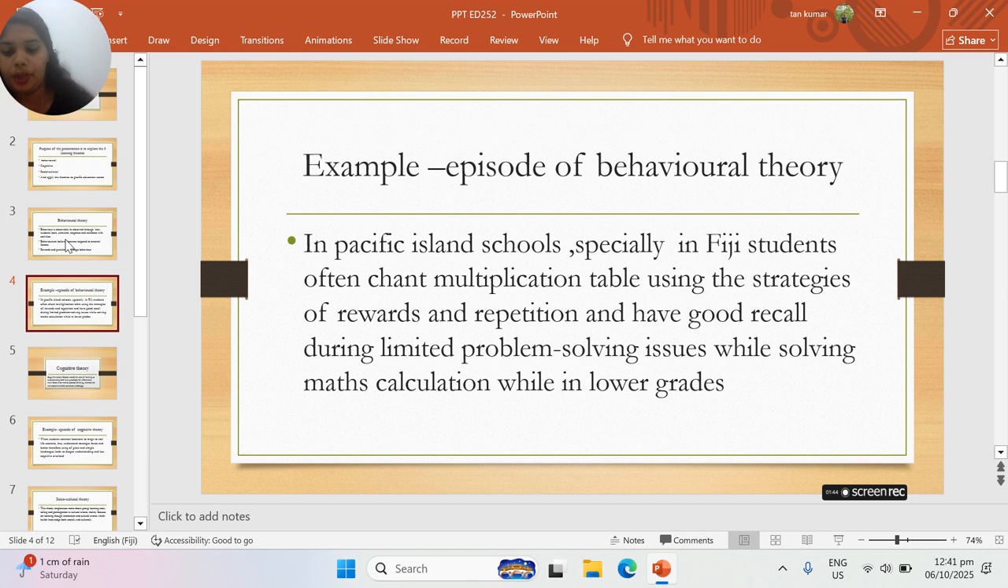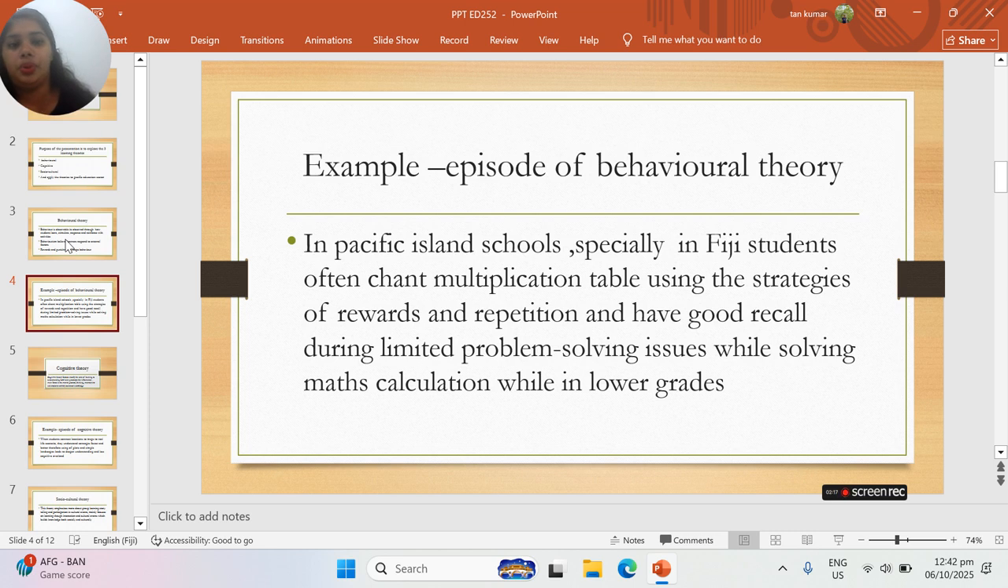An example from my own school experience: students learned the multiplication table by chanting it loudly every morning, raising correct answers and correcting mistakes immediately. It worked, we memorized our tables well, but it didn't help us understand why the multiplication table worked. This shows how behaviorism builds strong recall but does not always encourage critical thinking.